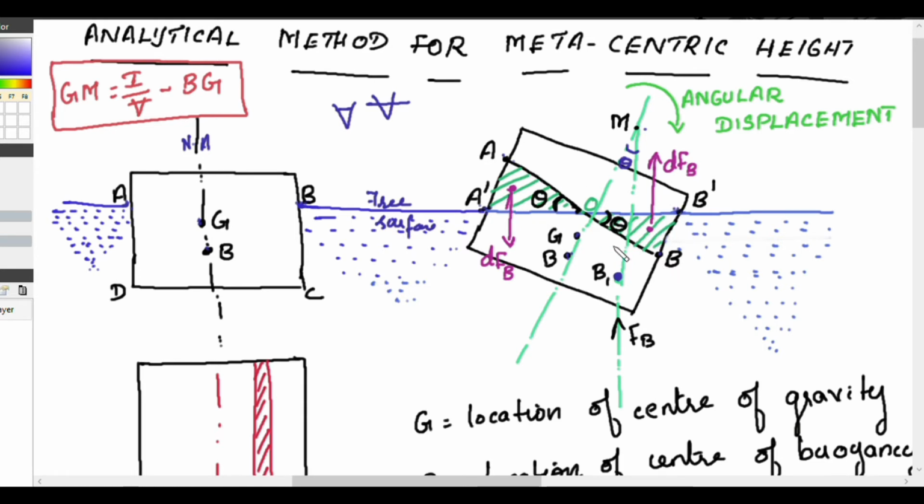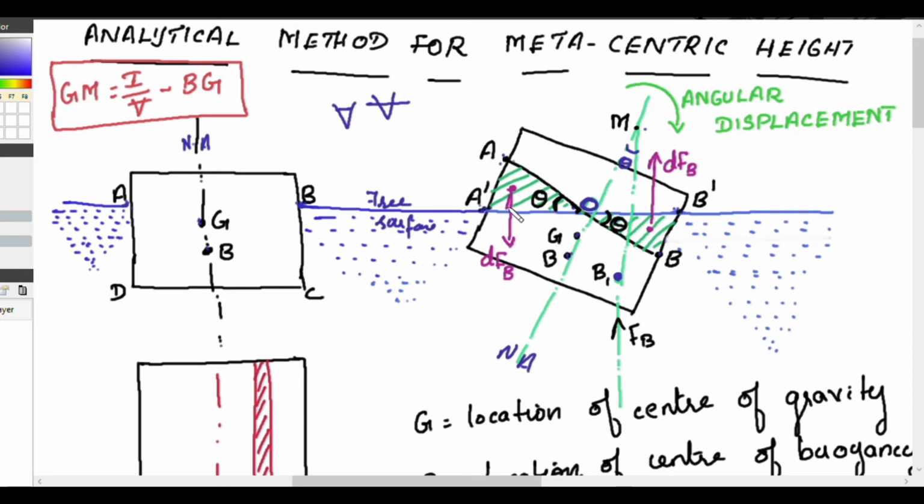Because of this, there is a formation of wedges. This is the normal axis, and this point is taken as O. We have two wedges, OAA dash and OBB dash. One wedge, OAA dash, is above the free surface of water, and the other wedge, OBB dash, is below the free surface of water.